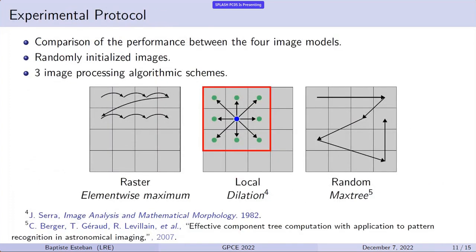So now we have defined our image models and defined how to use them in image processing algorithms. We will evaluate them. We compare the performances through three image processing algorithms: the element-wise maximum, the dilation, and the max tree, because they have three different algorithmic schemes.